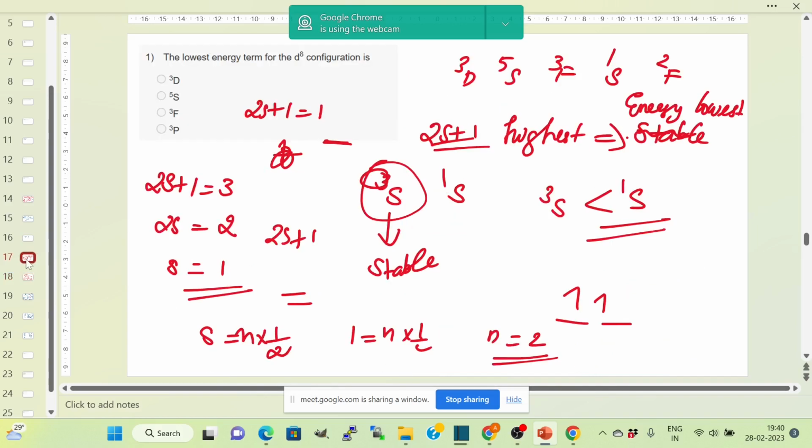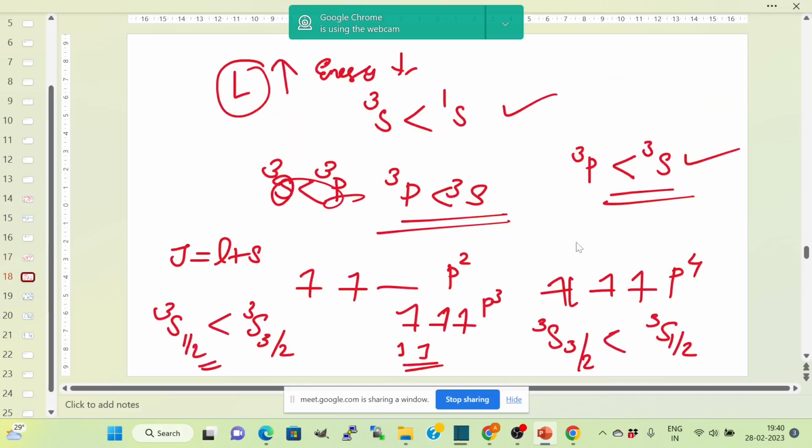Okay, so now we will solve the question. Ma'am, this lowest energy term happens only in orbitals where there is a lack of electrons, right? If they are fully filled, then it is not possible. No? In fully filled also, this rule will be applied because it is more than half filled. So in that case also, the highest J will have the lowest energy.